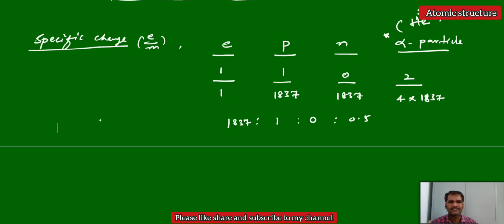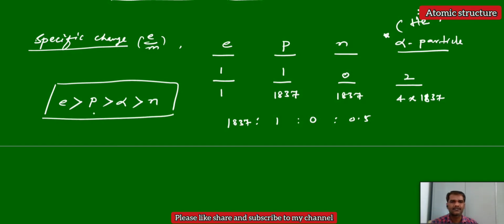And overall, in the specific charge order, the electron has the most specific charge, then the proton, then compared to 0, 0.5 is more, so the alpha particle, and then the neutron. This is the decreasing order of specific charge of electron, proton, alpha particle and neutron. Again, this is very, very important, you should remember.